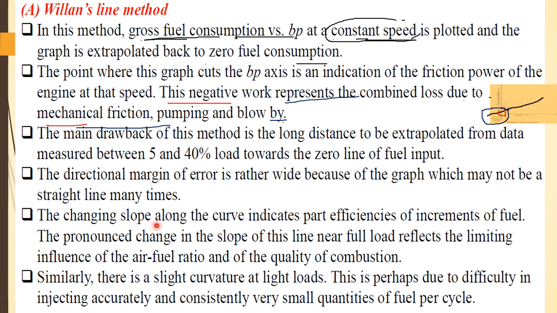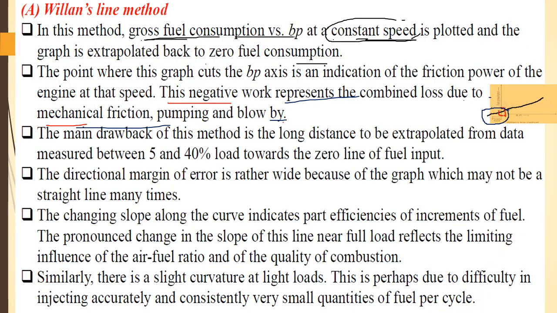The changing slope along the curve indicates the part efficiency of increments of the fuel. The pronounced change in the slope of this line near full load reflects the limiting influence of air-fuel ratio and of quality of combustion. Similarly, if there is a curvature for a lighter load, this is perhaps due to difficulty in injecting accurately and consistently a very small quantity of fuel per cycle.